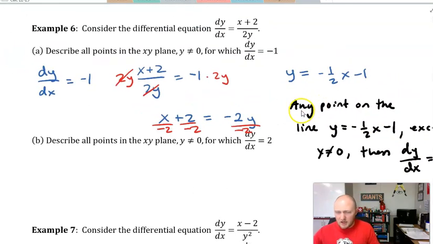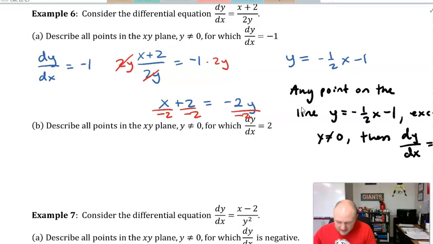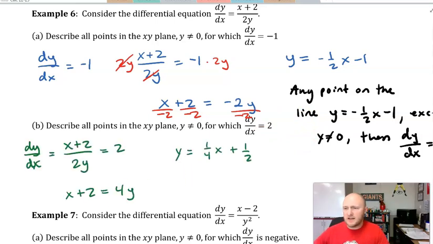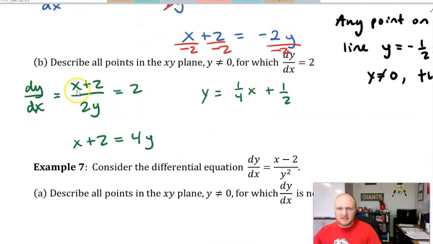Okay, I'd like you to try B. B is very, very similar. So describe all the points in the xy plane where y is not equal to 0, for which dy/dx is equal to 2. All right, hopefully you went ahead and solved this one. dy/dx is equal to 2. Well, if I solve for where the slope is 2, we get y is equal to 1/4 x plus 1/2.